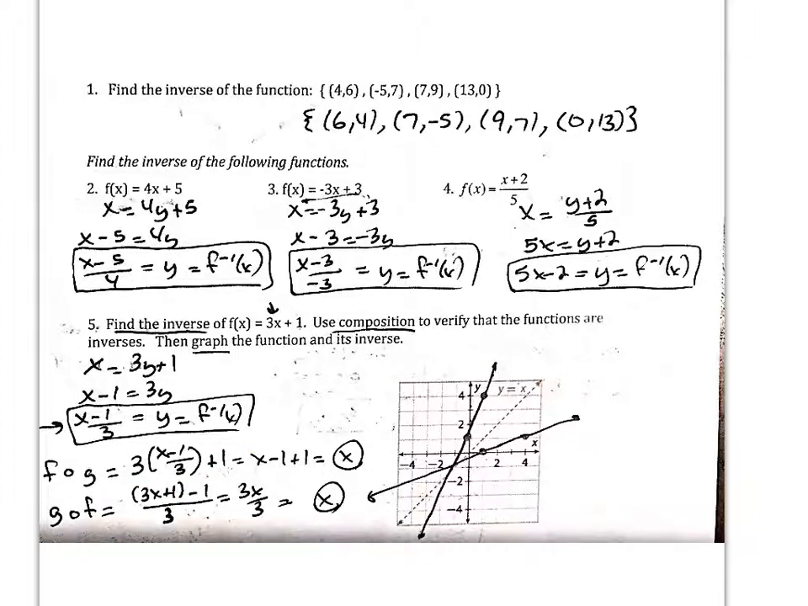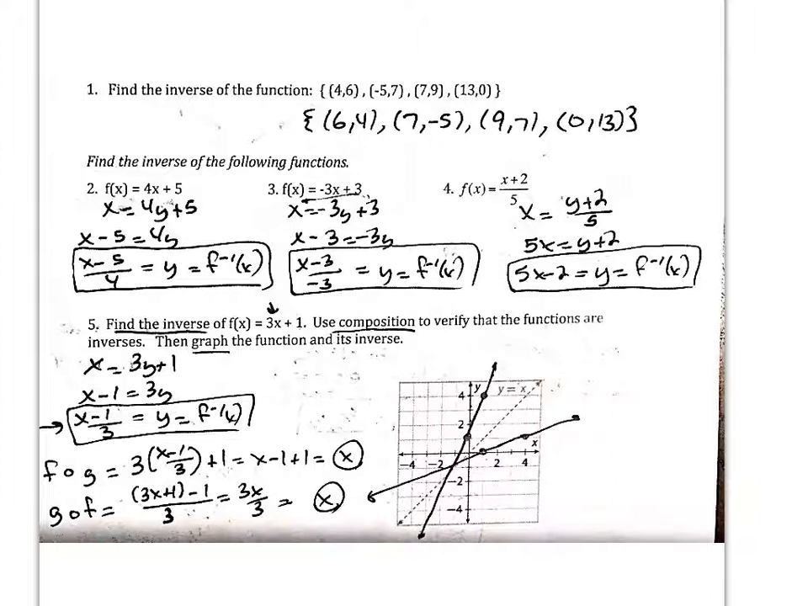To graph it, remember that line right there, that y equals x that goes through 0, 0, 1, 1, 2, 2, 3, 3, that's going to bisect, or go right through the middle of your 2 lines. This is slope-intercept form. You go to 1 as your y-intercept. You go up 3 over 1. Connect the dots.